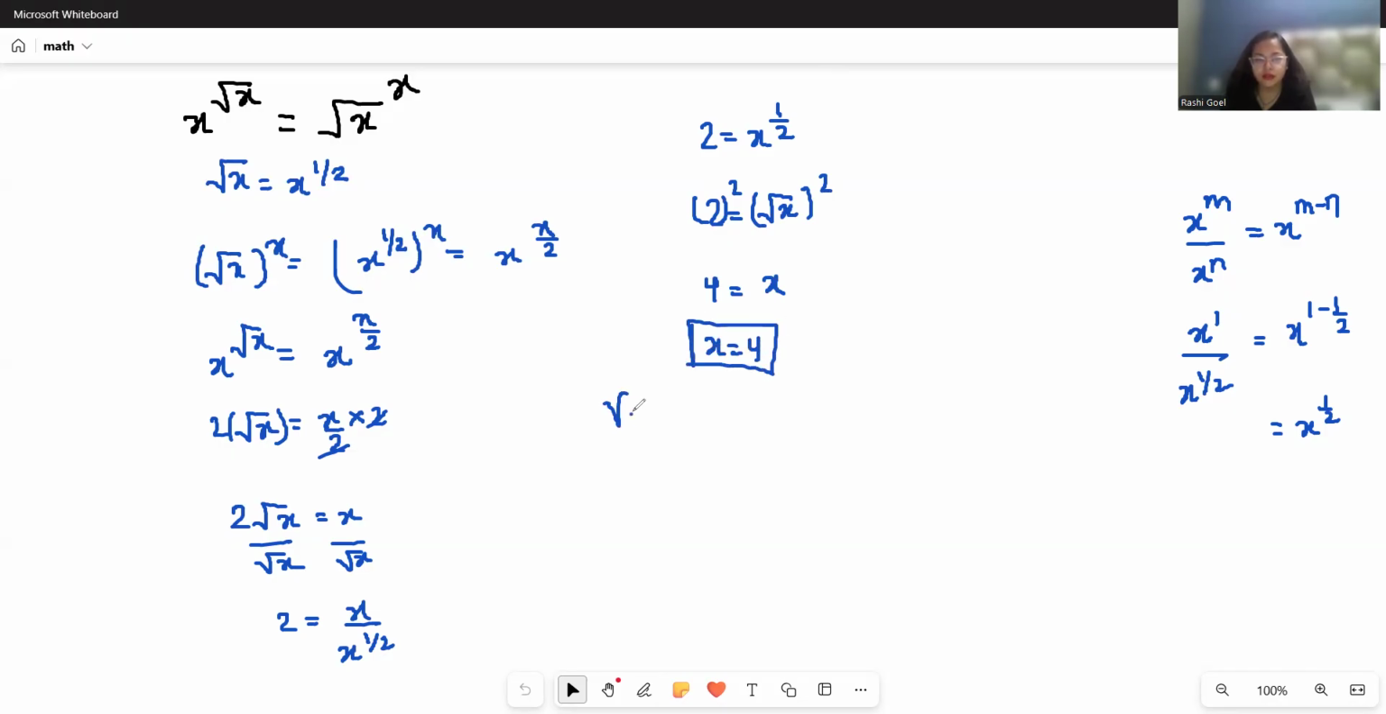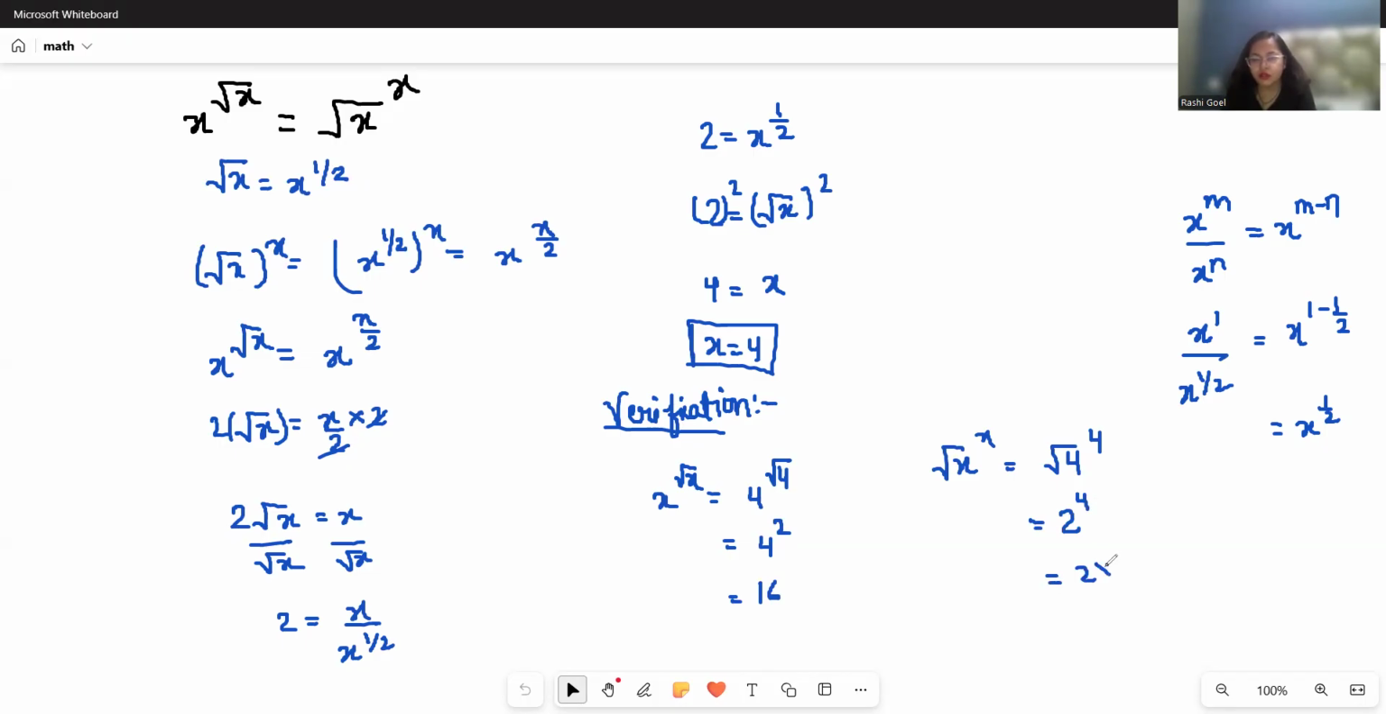Let's verify this. First, x power root x is equals to 4 power root 4. So 4 root 4 is 2 and 4 square is 16. This is LHS. Now RHS, root x power x. So root 4 power 4. Root 4 is 2 power 4, which is equals to 2 times 2 times 2 times 2, 16. So LHS is equals to RHS. Hence x is equals to 4 is the verified solution.